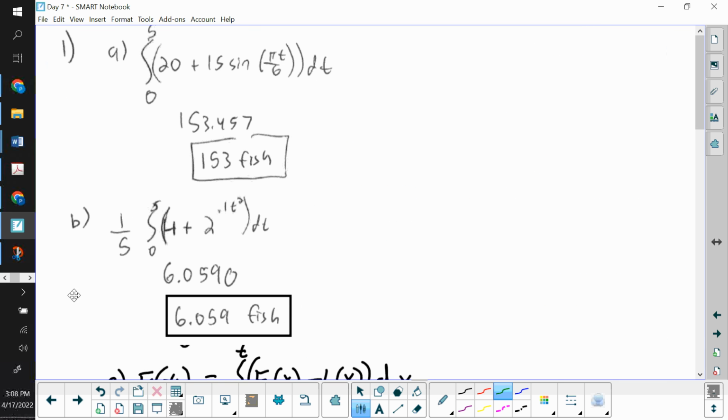B, we want to know the average value that leave the lake. So average value is 1 over b minus a. So 1 over 5 minus 0. And then the integral of what you want to find the average of. So it's just our leaving function. And then we get 6.059 fish.